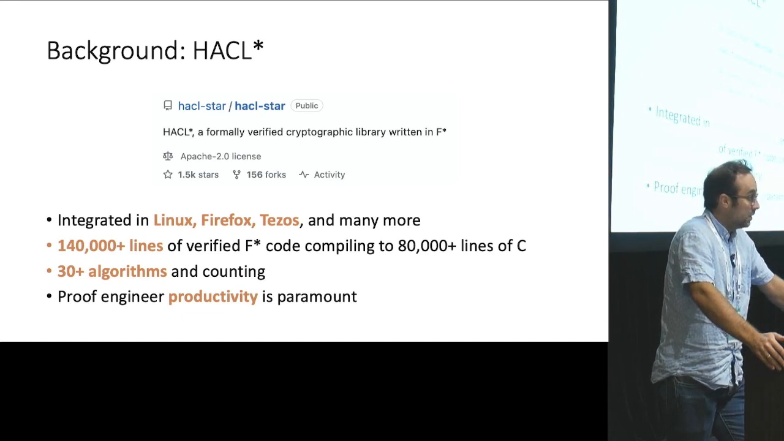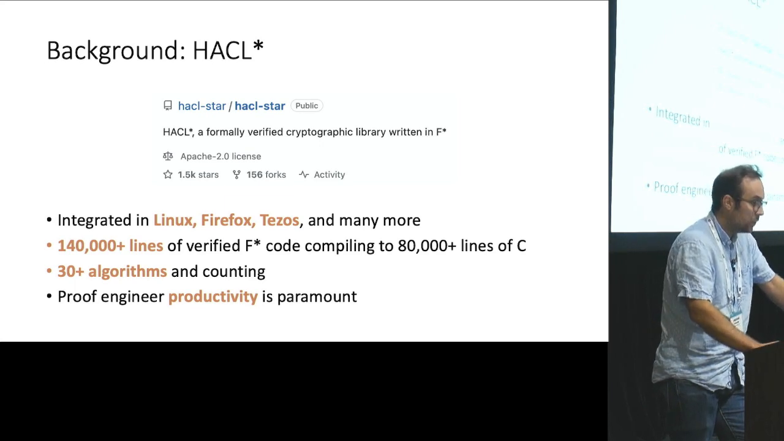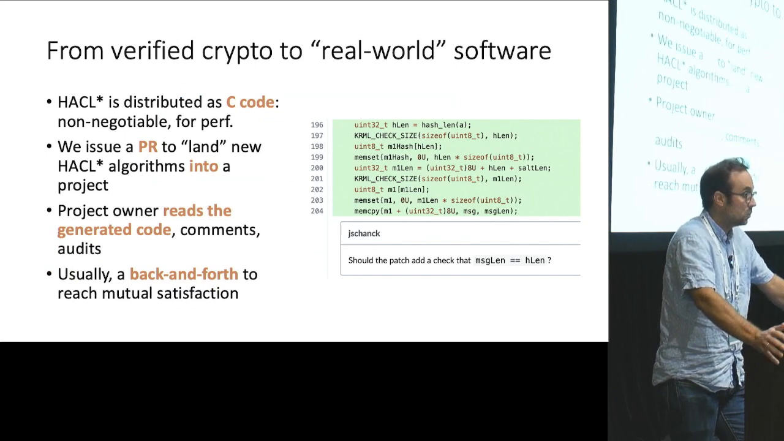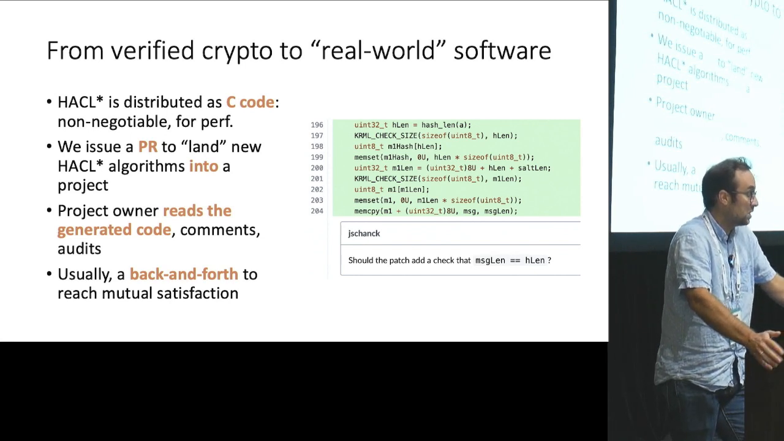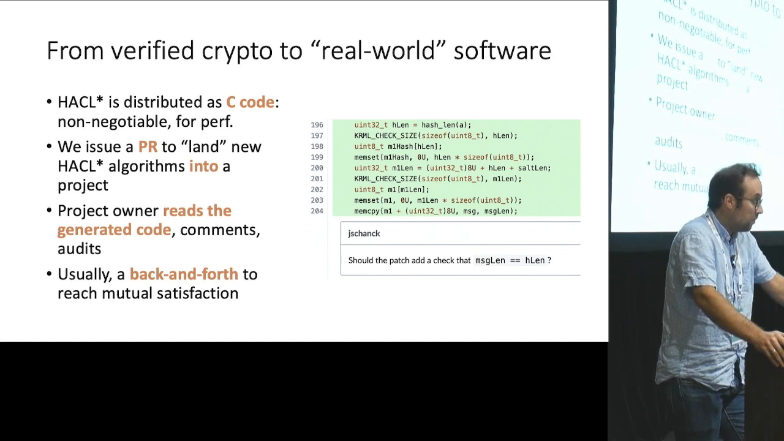HACL star is written in the F-star programming language and compiles to about 80,000 lines of C code. The reason we compile to C code is for performance. There's also a social thing: if you want people to take your code, you have to give them C. That's non-negotiable. Things are perhaps starting to change, but for people like Python or Mozilla or Linux, it is C code that has to be produced. It's a very unique set of constraints.